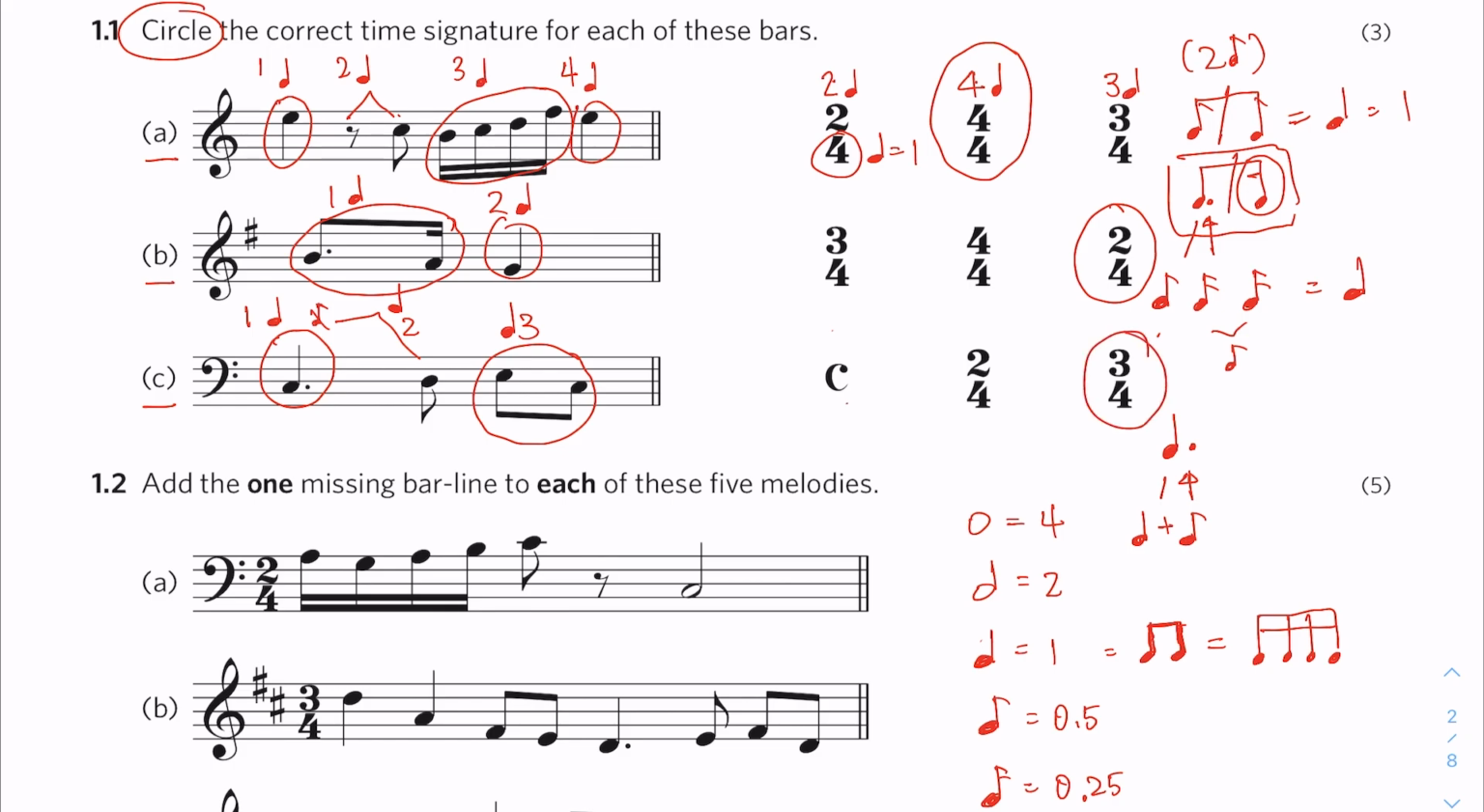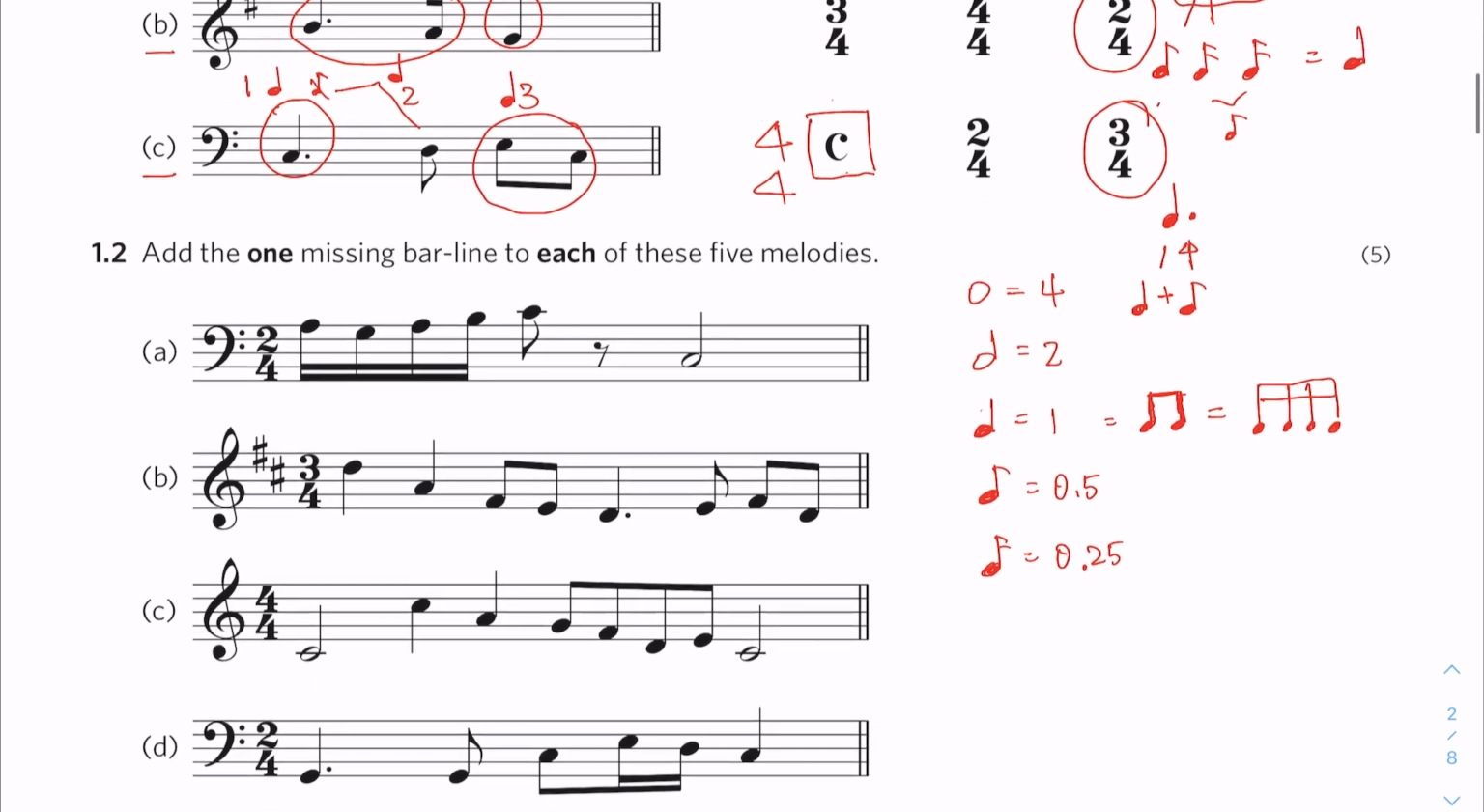Now before we continue, I would like to explain what this is. This is called common time. It's the same as 4 4 time. It's just another way to represent 4 4 time, meaning 4 crotchets in 1 bar. Let's move on to the next question.